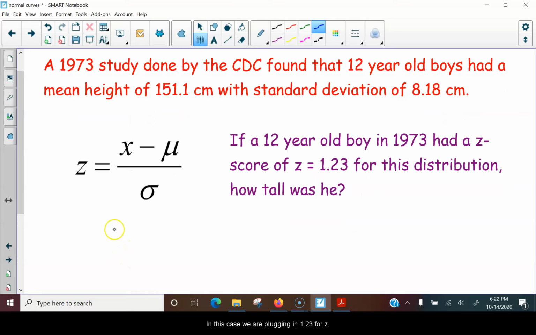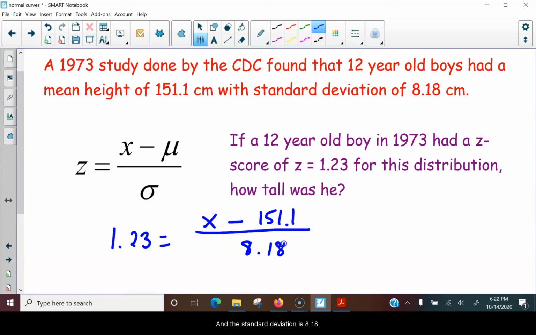In this case, we are plugging in 1.23 for z. X is our data point for actual height, so that is going to be left as x. Mu, the mean, is 151.1, and the standard deviation is 8.18. I want to solve for this x.